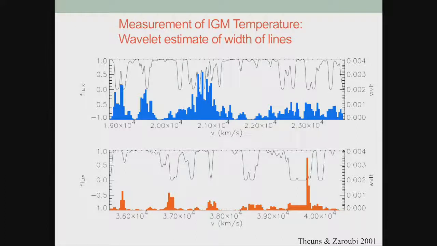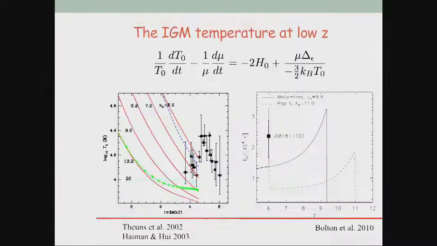This is a simulation, of course. This is for a cold intergalactic medium versus a hot intergalactic medium. And you see that, on average, you have narrower lines in the cold case versus the hot case. And you can use that to measure the temperature. And we did that in 2000 in this paper. I was very involved for a number of years in these studies. And this paper also did the same thing.